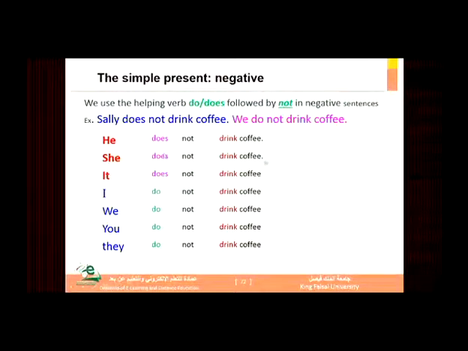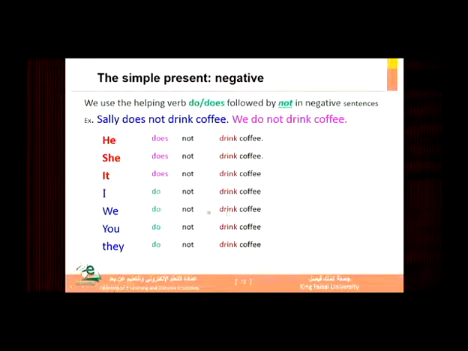Now the same thing applies to she and it. She does not drink coffee, so does not. The verb drink has nothing attached to it. It does not drink coffee. Again, the same thing. When we have he, she, it, we use does followed by not, followed by the base form of the verb without anything attached to it. While in the rest of the pronouns, I, we, you, they, we use do not. Do followed by not.